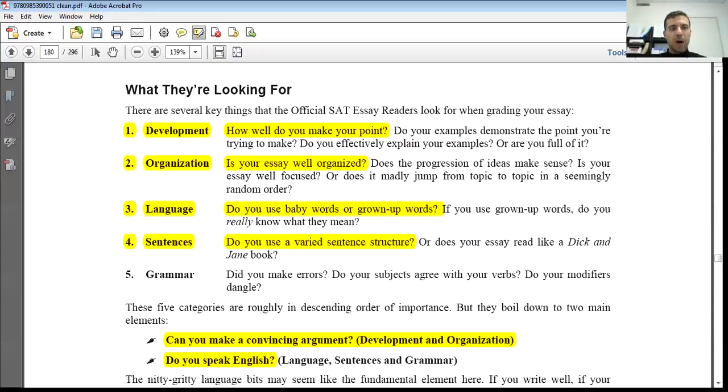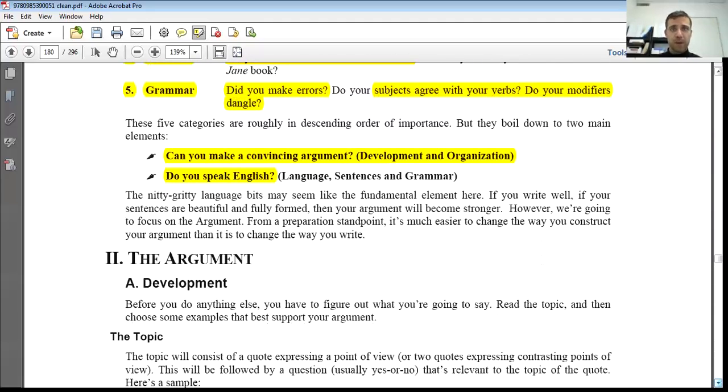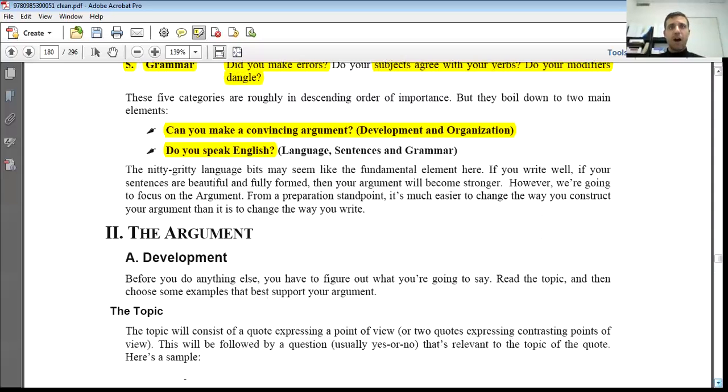The style part, the do you speak English, also folds in the rules of grammar. Because this is a grammar test, we need to try and ensure that students don't make errors. Do your subjects agree with your verbs? Do your modifiers dangle? When we talk about the essay, since that's really the culmination of all of the different lessons that students have learned, subject-verb agreement, run-on sentences, they are actually testing rules of English grammar.